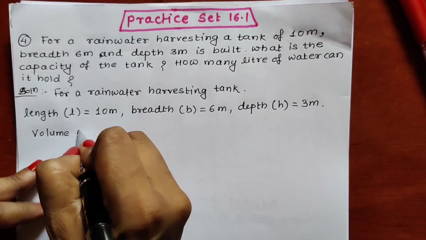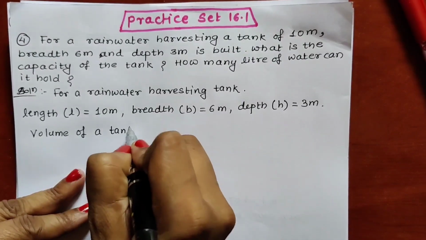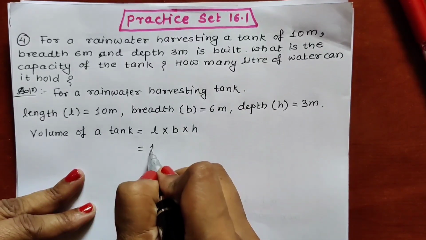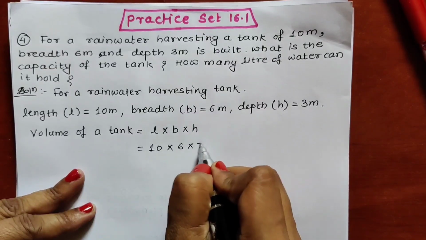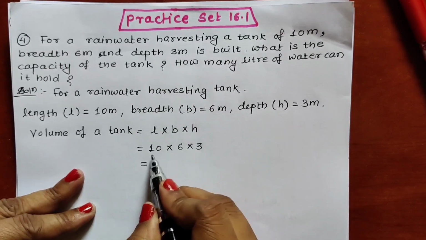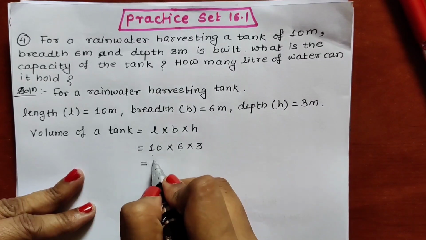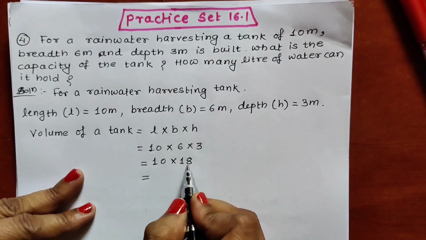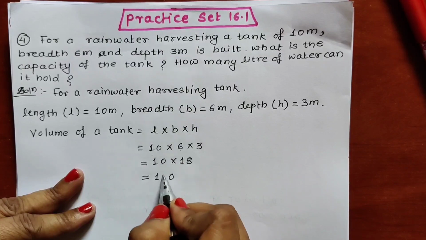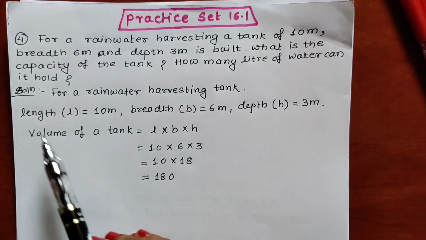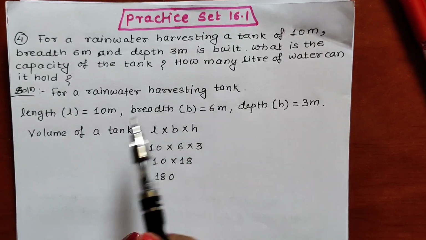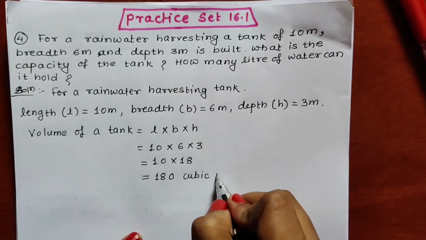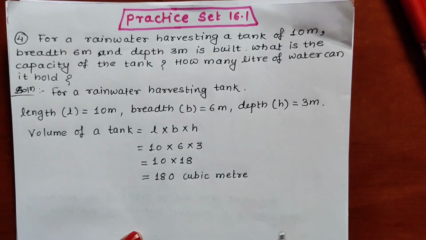Volume of a tank is equal to length into breadth into height. Length is 10, breadth is 6, height is 3 meter. So 6 3s are 18. I write 10 as it is. 6 3s are 18 because it will become easy to multiply. 18 zeros are 0 and 18 ones are 18. Now see children, all these quantities length, breadth and height are in meter. So the volume will be in the cubic meter, or we can write meter cube.